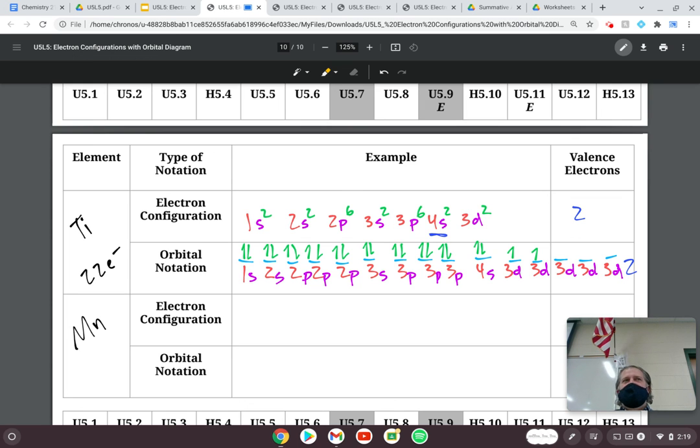Manganese has how many electrons? 25. So you go ahead and give this one a shot.